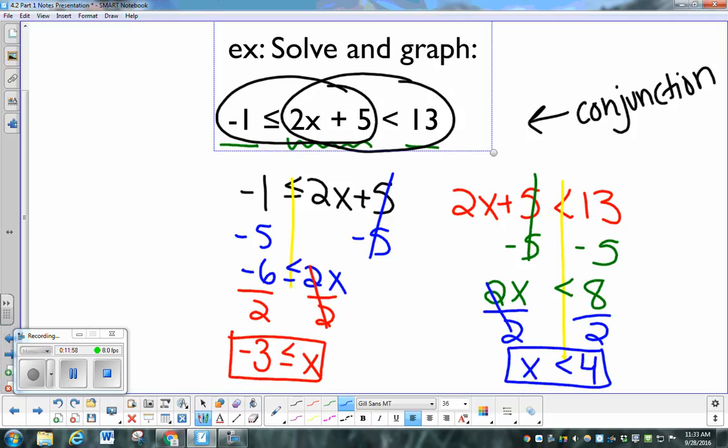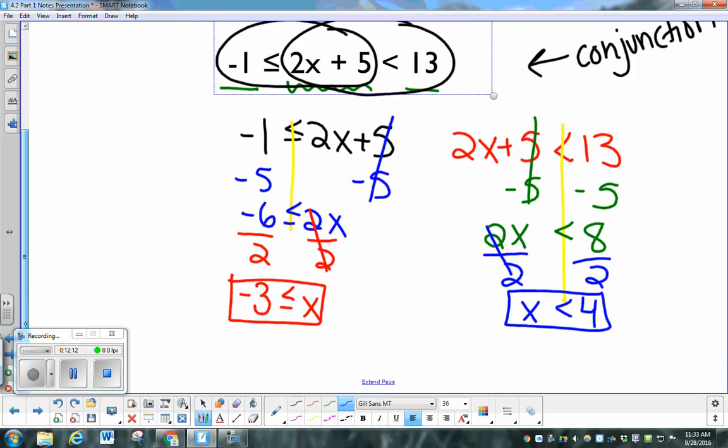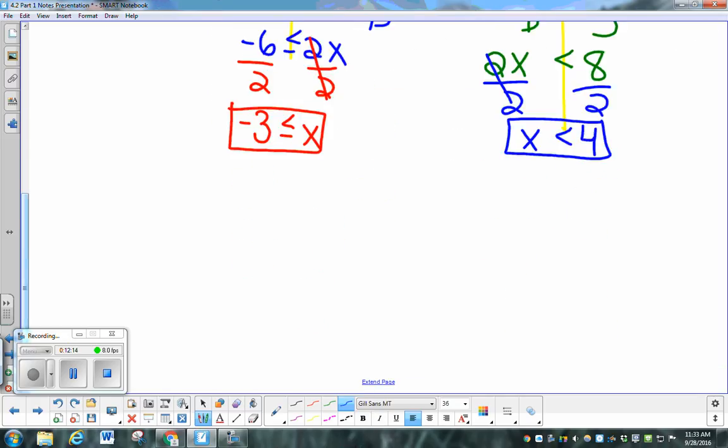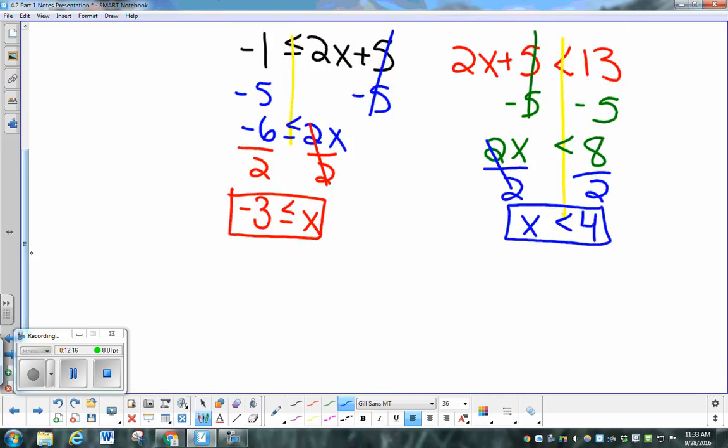So now I have my two sets of conditions here. I know that x has to be bigger than or equal to negative 3, from that one in red, and I know that it has to be less than 4. So let's graph this. That really helps us see what our solution is here. It has to satisfy both of those conditions.